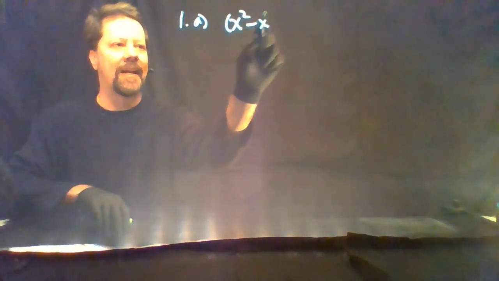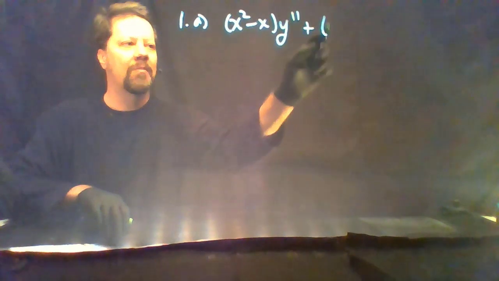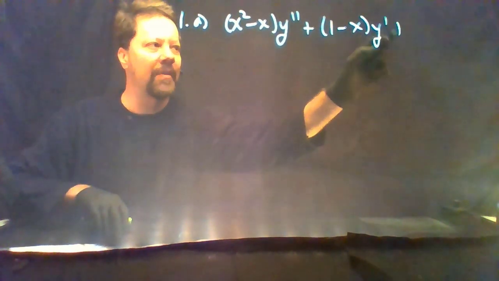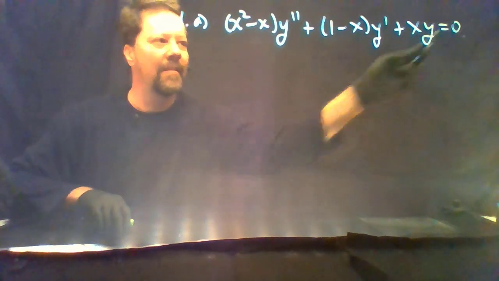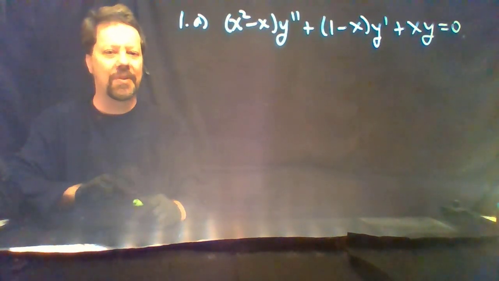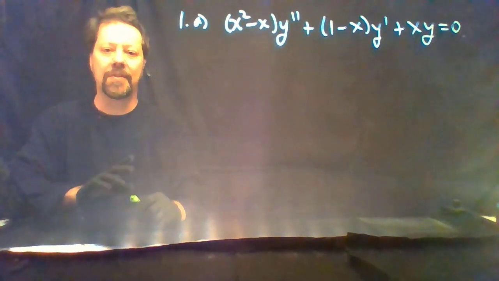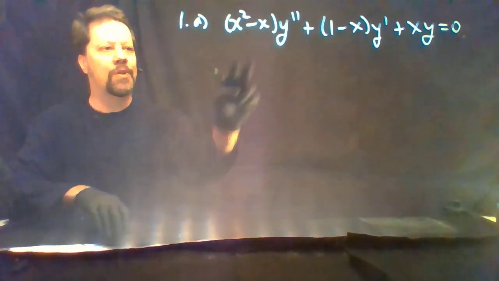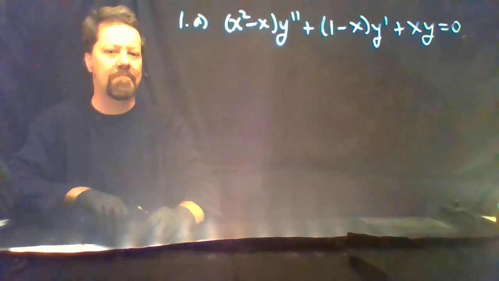For problem 1a, we're asked to classify the singular points of a particular second-order linear homogeneous ordinary differential equation as either regular singular points or irregular singular points. The differential equation is (x² − x)y″ + (1 − x)y′ + xy = 0. To determine how to classify the singular points, we need to first put this equation into standard form, which means we need to divide by the coefficient of y″.